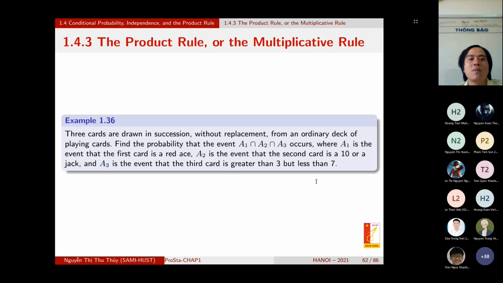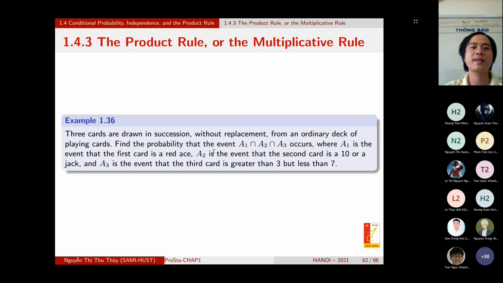For example, we consider an experiment in which three cards are drawn in succession without replacement. That means you take the cards one by one. You take the first card and set it aside, then you take the second card and set it aside, and then you take the third card and set it aside.